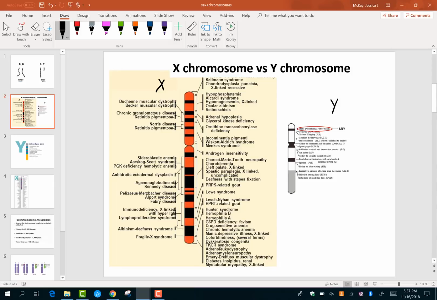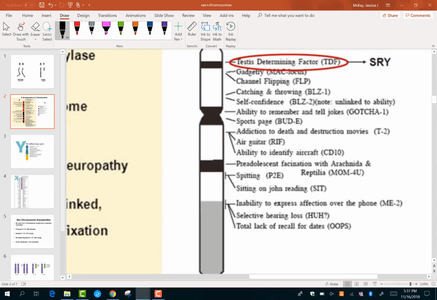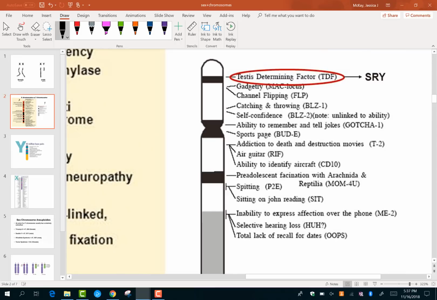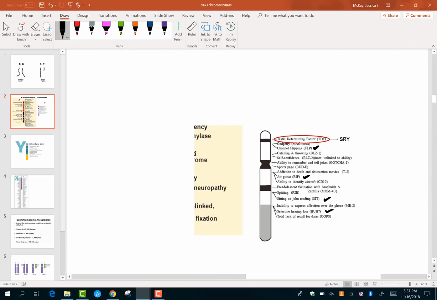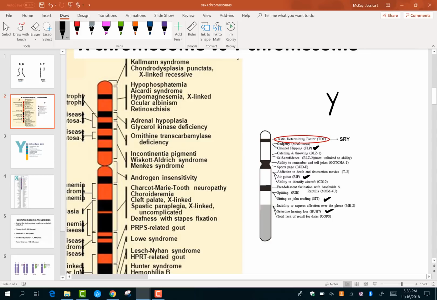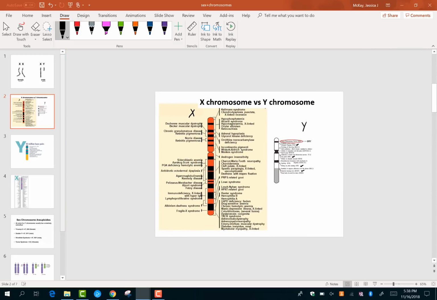If we zoom in here, and I'll just warn you, this isn't going to be funny because we're not together, but I found this really funny: one of the genes on the Y chromosome, like channel flipping, air guitar. Okay, so this is really sexist. Sitting on the john, toilet, selective hearing loss. All right, so it was going to be funny in person, not so funny in a lecture slide, but I already had it there, so.